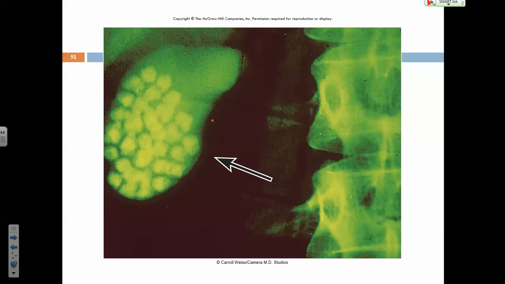No, that one's probably right before its removal. Yeah. That's probably a diagnostic x-ray. Say, oh yeah, you need your gallbladder removed. Yeah.